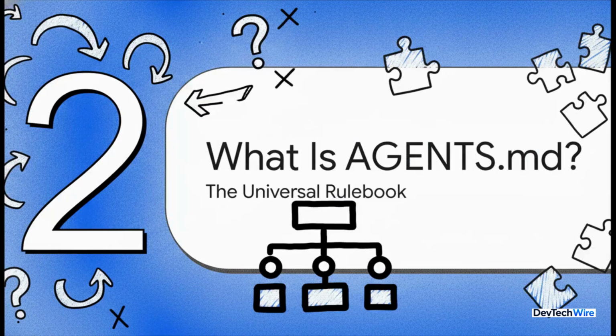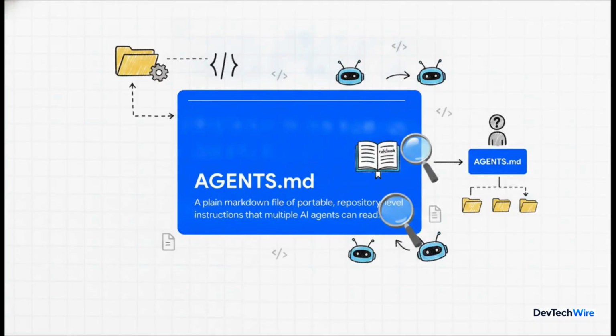Moving right along to Section 2, what is AGENTS.md, the universal rulebook for coding agents? The crucial takeaway here is that AGENTS.md is essentially your project's architectural briefing document. It's just a highly portable, totally plain text rulebook that lives right at the root of your project. It tells the AI exactly what it can and cannot do in your specific repository. Think of it as the onboarding manual for a brand new, highly capable, but completely context-blind junior developer.